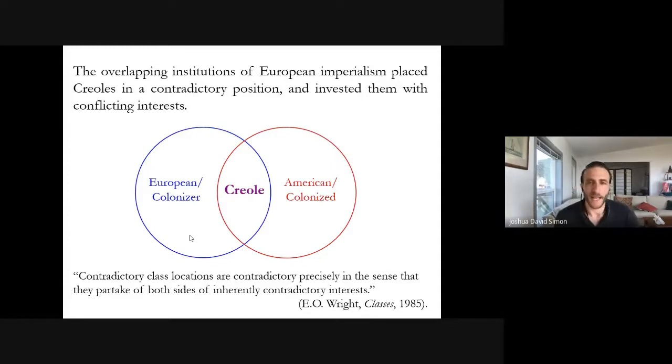So my claim is that the overlapping institutions of European imperialism placed Creoles in a position with analogous contradictions. Creoles were the vanguard of European colonization, working to advance their domination of the New World, but they were also the victims of European oppression, fighting for a measure of American autonomy. They were simultaneously privileged and marginalized, European and American. Creoles were neither colonizers nor colonized, but both. And in this sense, I argue, they occupied a contradictory institutional position, one that invested them with conflicting interests.